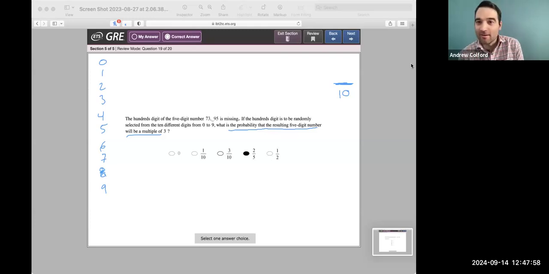Someone wrote in the chat here. Yep. So Ellen says add all digits. And if that sum is divisible by 3, then the number itself is divisible by 3. Right? So if we start with 73095, add those together, Jania, what does that equal?